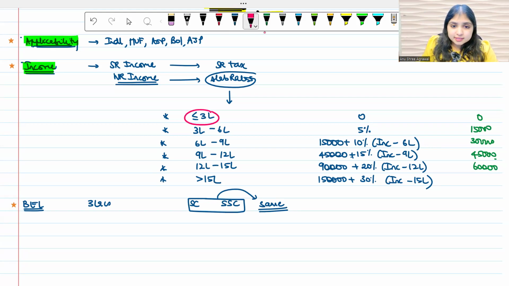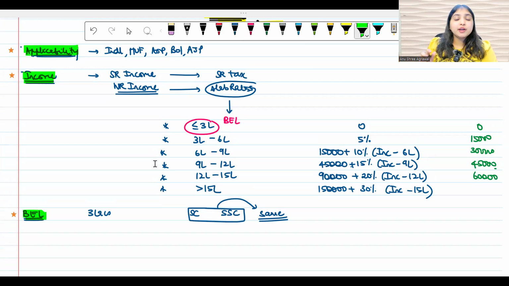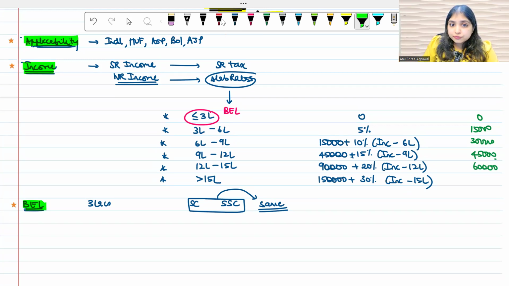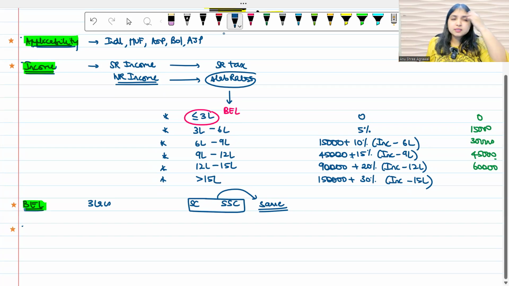So for all assessees, the basic exemption limit will become 3 lakh. Even for senior citizen, even for super senior citizen, the basic exemption limit will remain 3 lakh only for all assessees. This was my third point. All right. Now listen to the fourth point under 115 BAC. See, what about section 87A rebate?